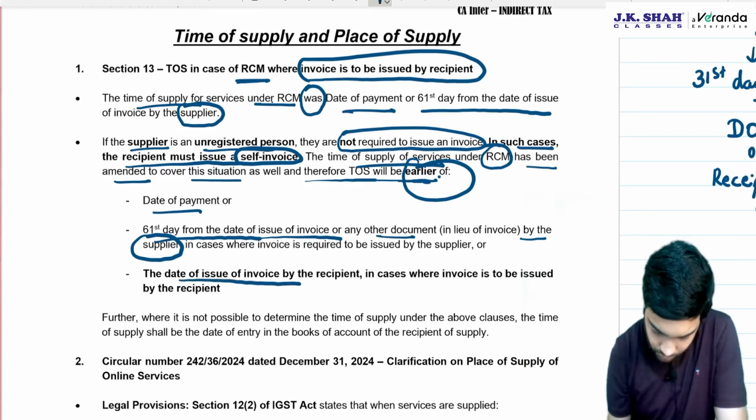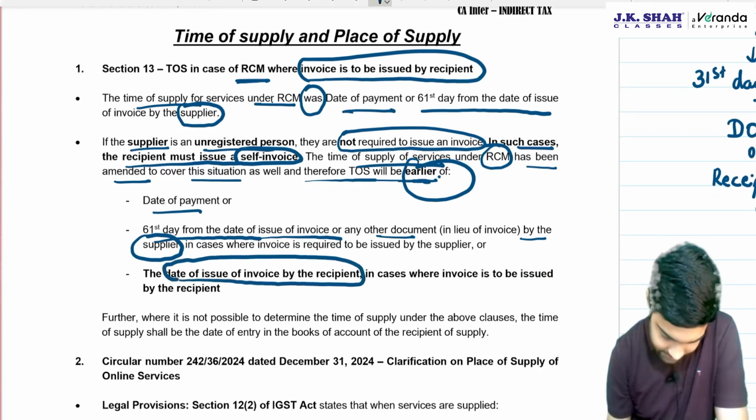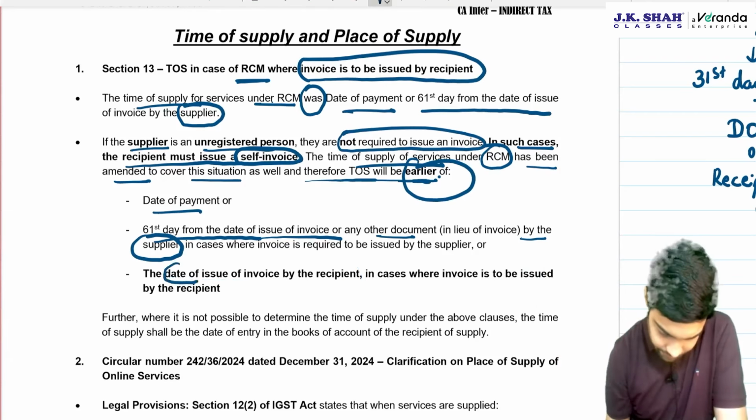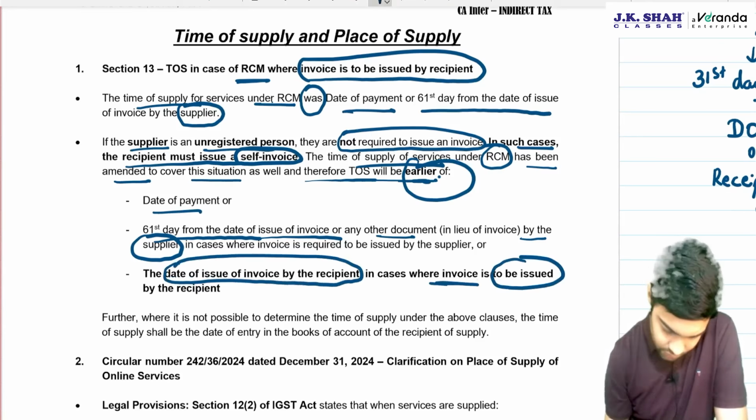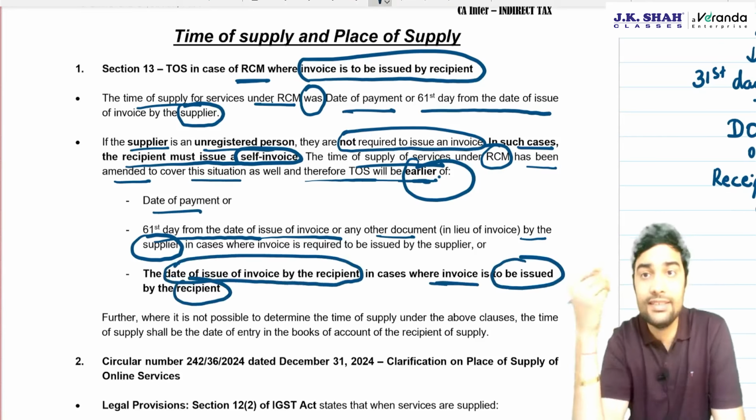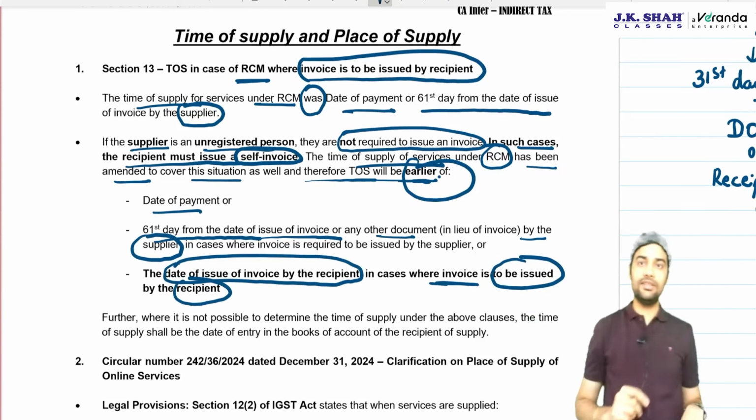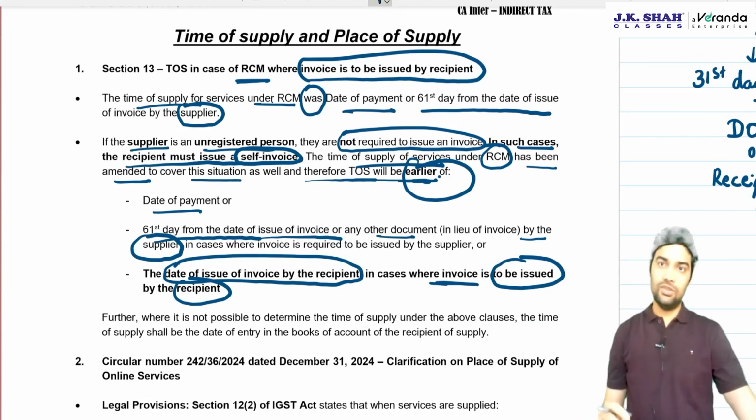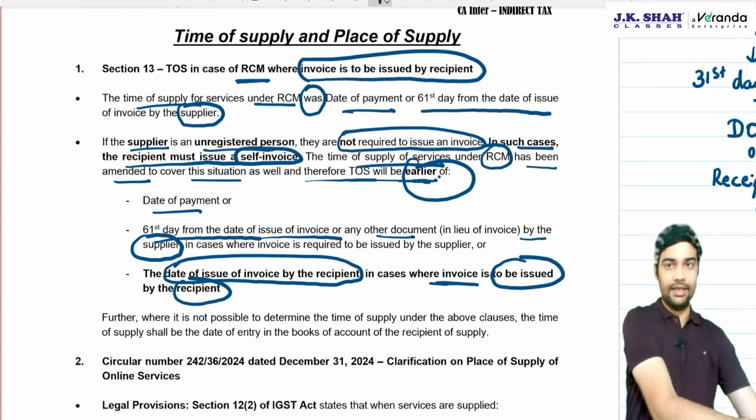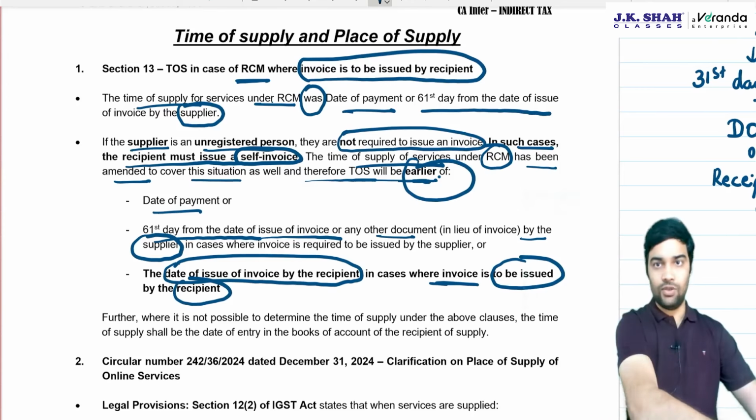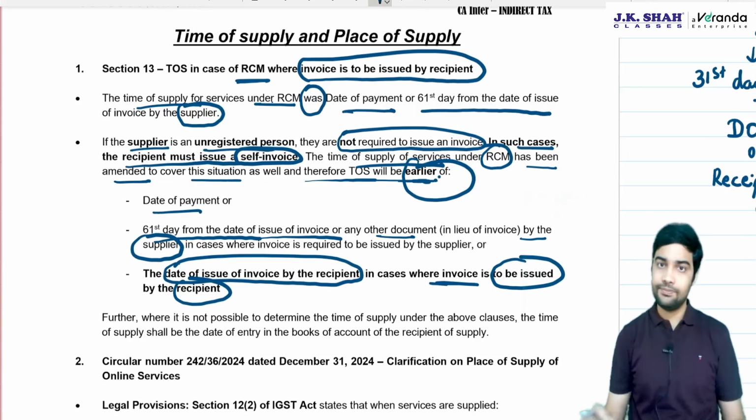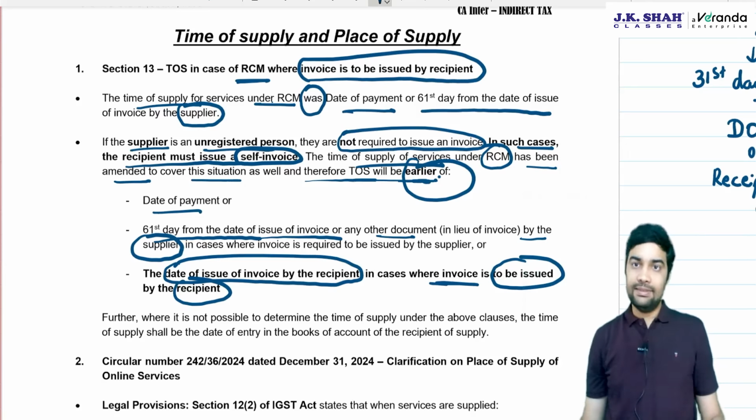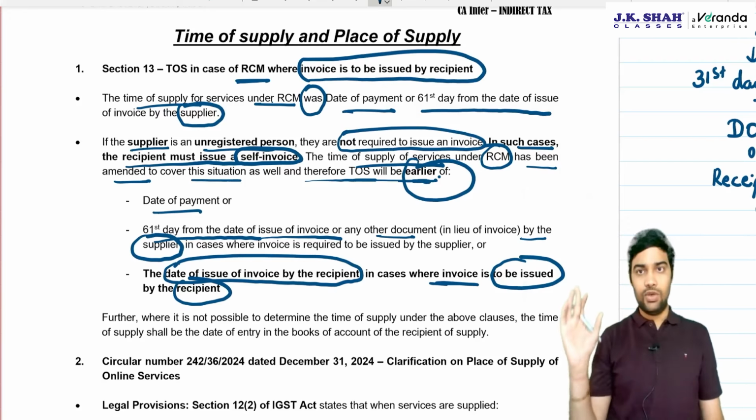Date of issue of invoice by recipient, circle this, where the invoice is to be issued by recipient. When is the invoice to be issued by the recipient? Invoice by recipient only when the supplier is an unregistered person. Be careful. The supplier is an unregistered person. Who will issue the invoice? The recipient will issue a self invoice. Clear?